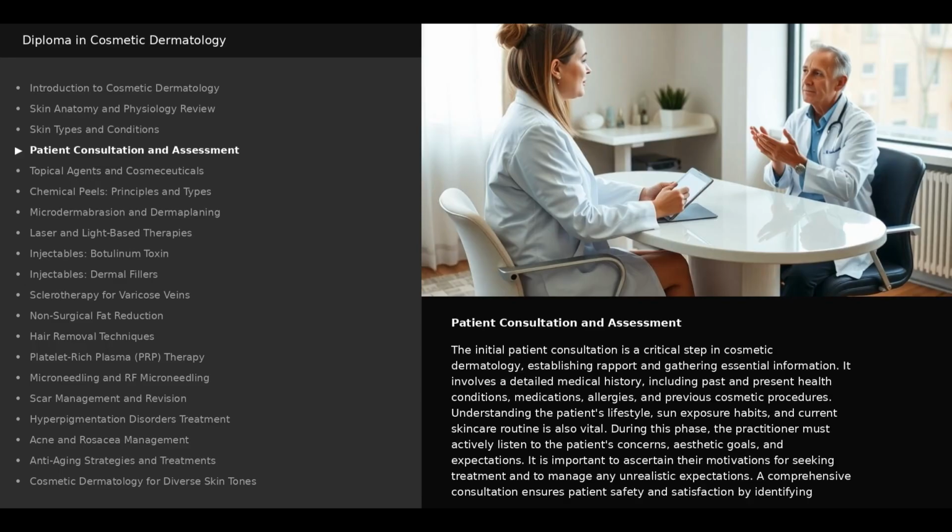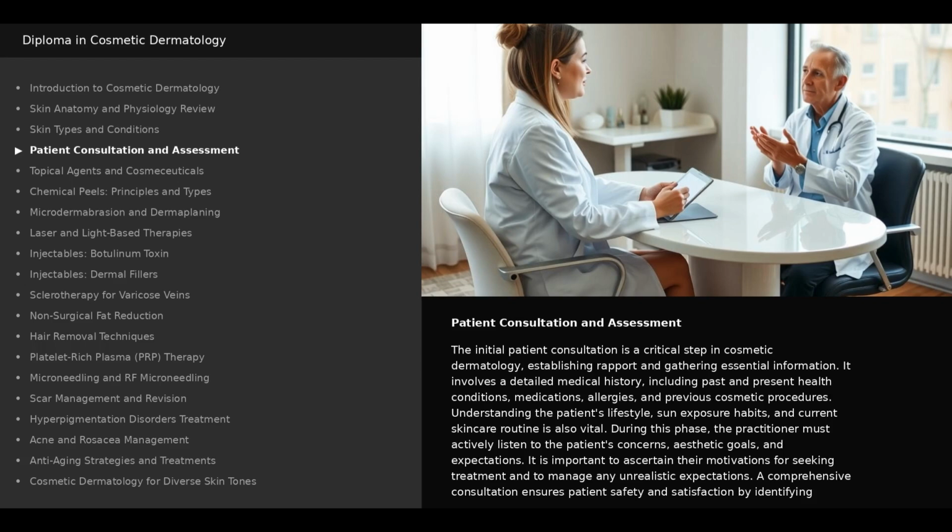Patient consultation and assessment. The initial patient consultation is a critical step in cosmetic dermatology, establishing rapport and gathering essential information. It involves a detailed medical history, including past and present health conditions, medications, allergies, and previous cosmetic procedures. Understanding the patient's lifestyle, sun exposure habits, and current skincare routine is also vital.